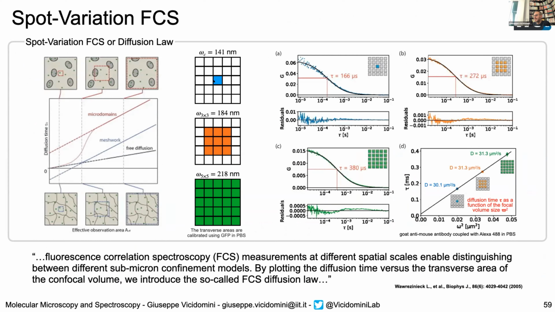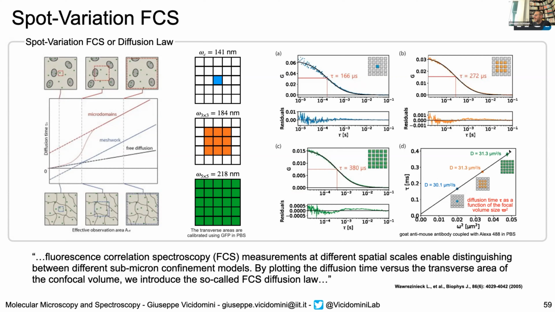In the case of the SPAD array, this detection volume can be easily obtained by summing up the pixels of the detector. For example, using only the central element, we end up with a probing region with a size of 141 nanometers. If we take 3 by 3 elements, it's 184. If we take 5 by 5 elements, it's 280 nanometers. What is very important is that at the same time, we can measure diffusion at different volumes. We get these 3 values of diffusion, or in this case, transit time, but here I report also the diffusion, and we plot as a function of the volume.